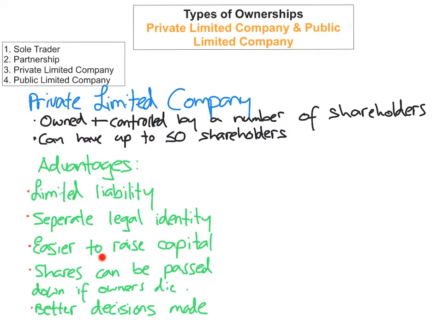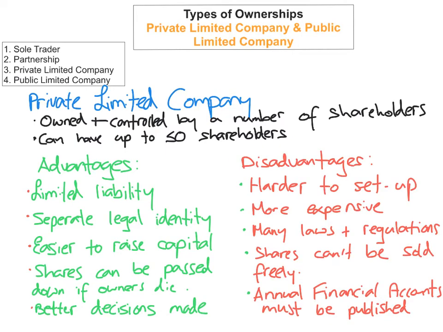It's easier to raise capital because you can do this by selling shares. Also, it's easier to raise capital because banks are more willing to lend to private limited companies. Another good thing is if somebody dies, the shares can be inherited or passed down to maybe family members or somebody they choose in their will. And the last one is that decisions are sometimes better made in private limited companies because there's more people, so expertise can be shared, and people can do the roles that they're specialised in and are more expert in.